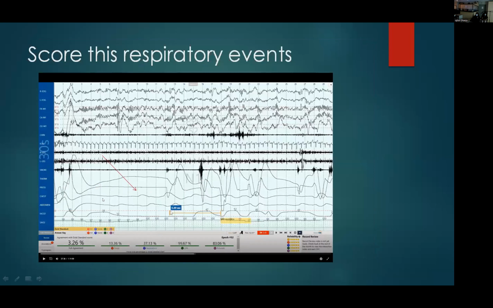So score this respiratory event: whether we can score this as an event, and if so, what kind of event this is. Anybody want to answer? From Zoom as well, you can unmute and answer.